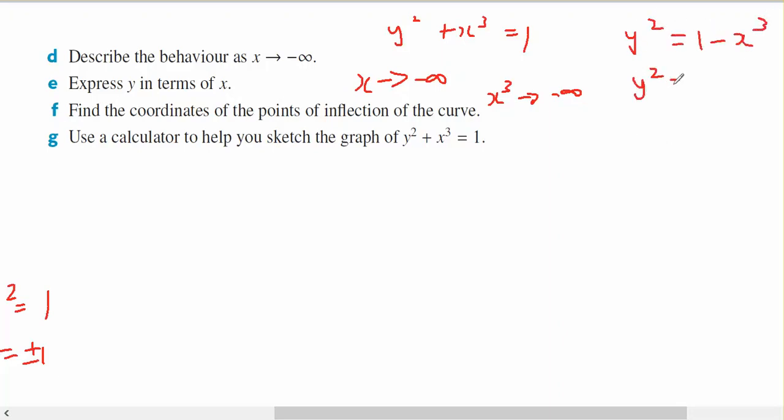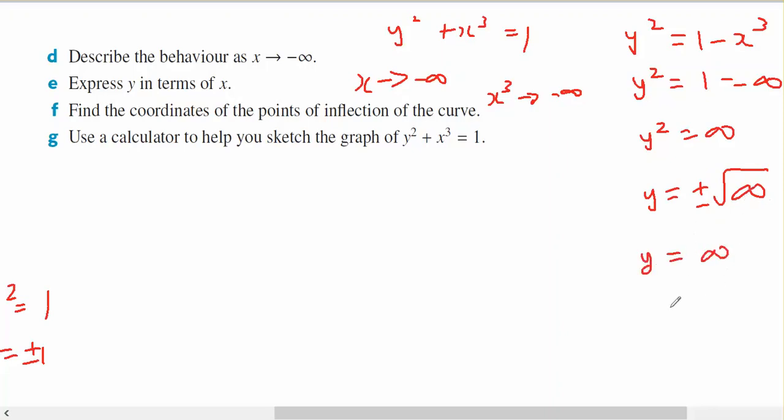So y squared will equal 1 minus negative infinity, so y squared is going to equal infinity, which means y could equal plus or minus the square root of infinity. Now, you can never get to infinity. It's an incredibly big number. So if y equals infinity, then y squared would equal infinity as well.